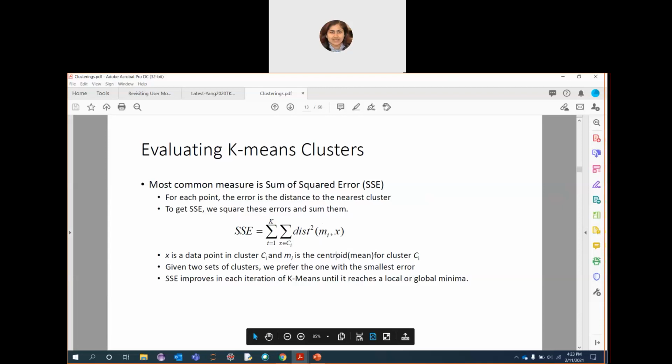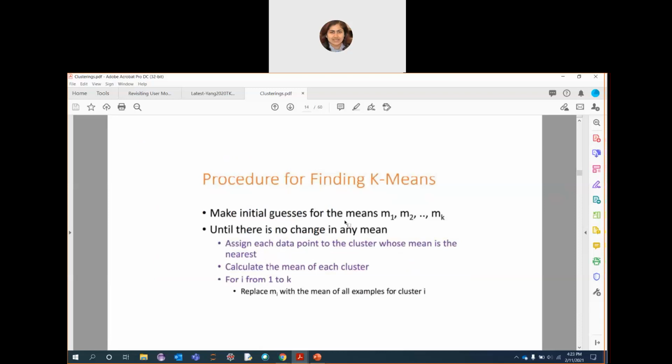If two sets of clusters are produced by two different runs or iterations of k-means, we will always prefer the one with the smallest squared error. It means that the centroids of that clustering are a better representation of the points in the cluster. So SSE is most important in k-means to reach a local or global minima.